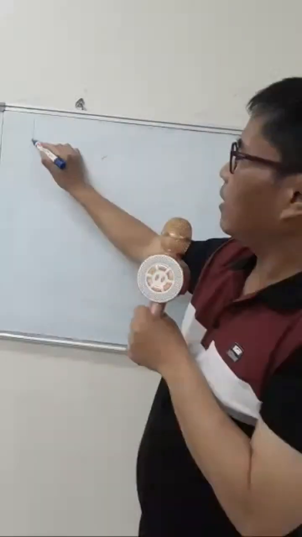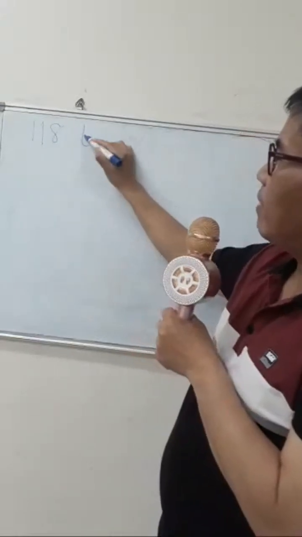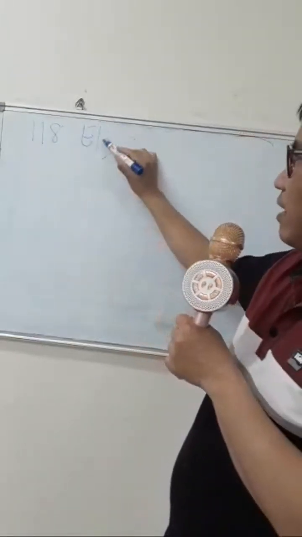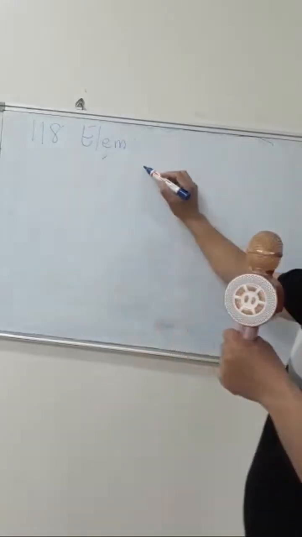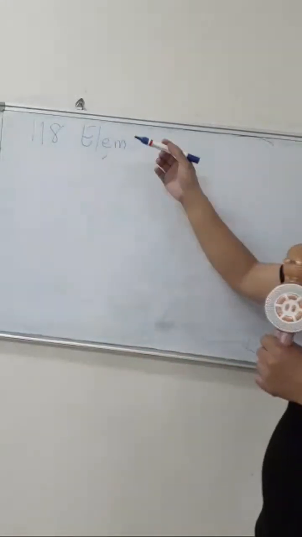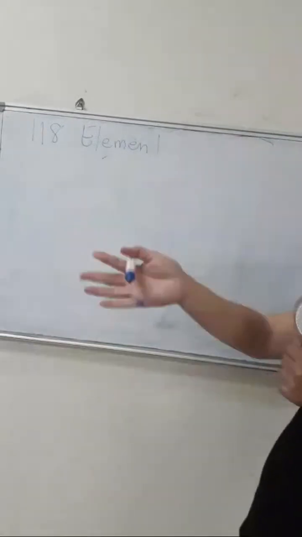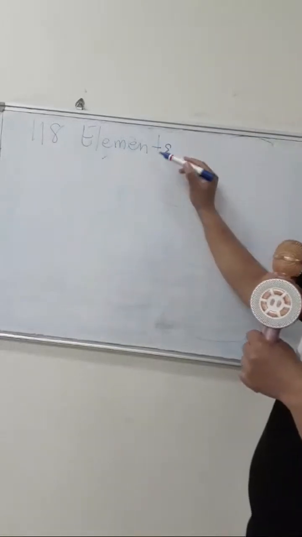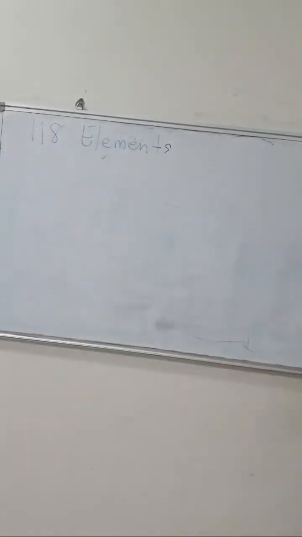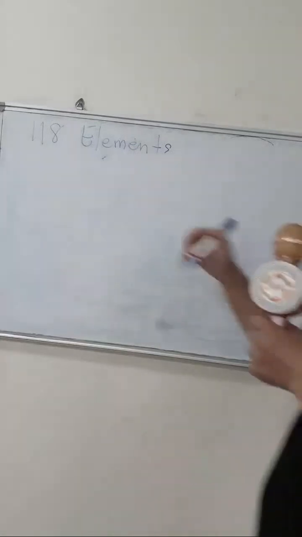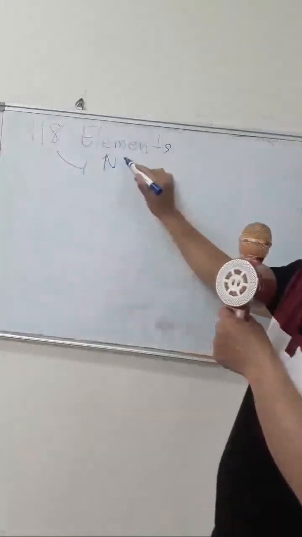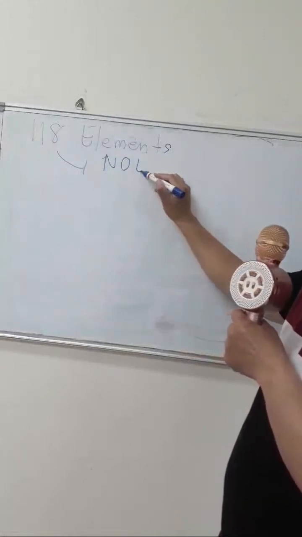Now, we have 118 elements. Just memorize the figures. It is not complex to memorize very easy figures, right? 118 elements. Easy to memorize digits. So we have 118 elements composed of naturally occurring elements and artificially prepared elements.